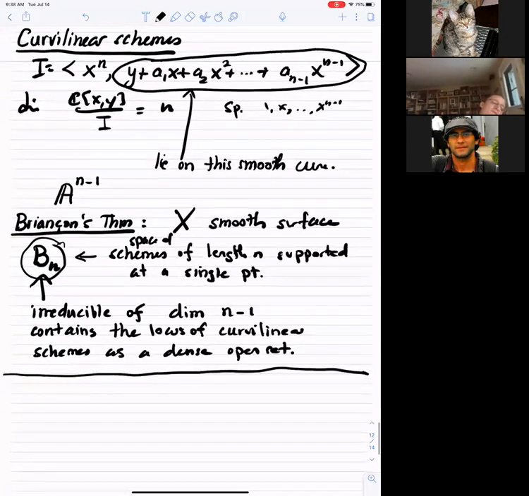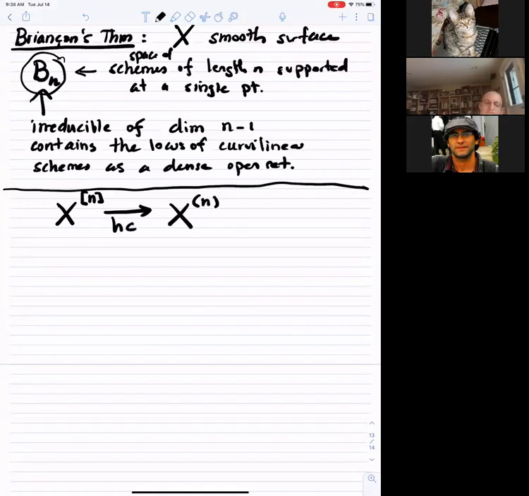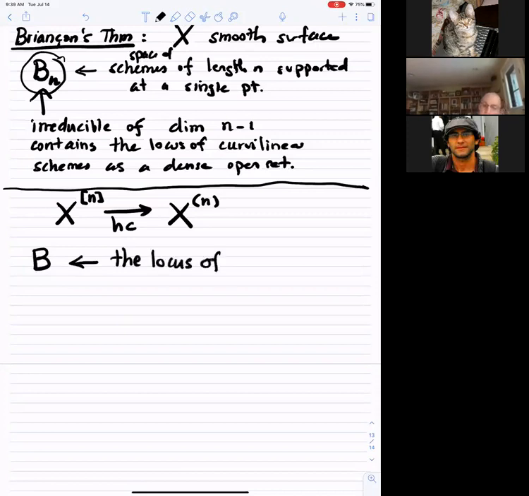But that's one reason. The second reason is that, let's go back to the Hilbert-Chow morphism. Let me remind you that the Hilbert-Chow morphism was from the Hilbert scheme to the symmetric product. And again, what does it do? It takes a scheme and sends it to its support counted with multiplicity. And what I said is that here we have a locus, which I'll call B. This is the locus of non-reduced schemes.